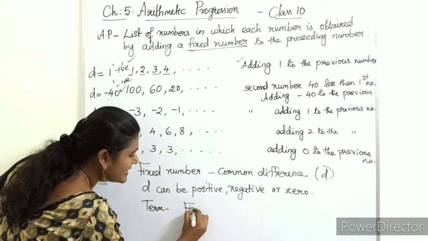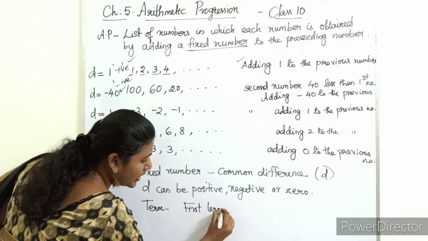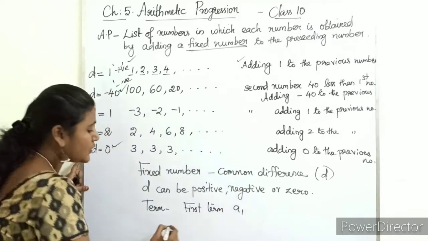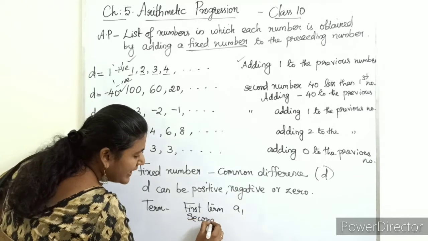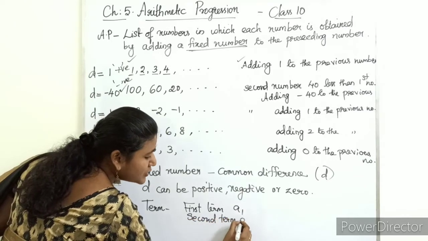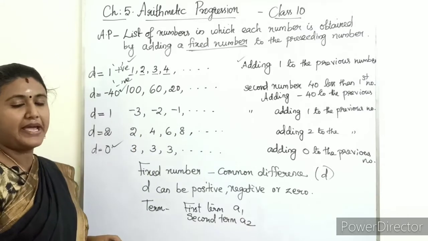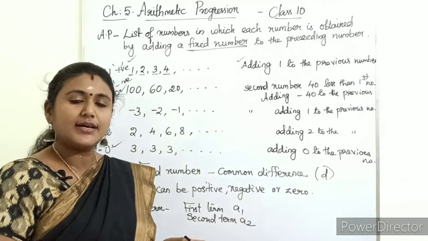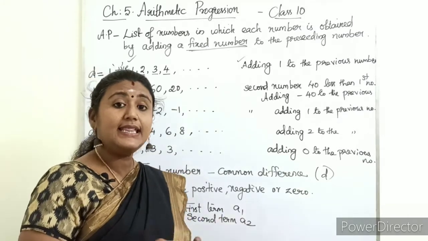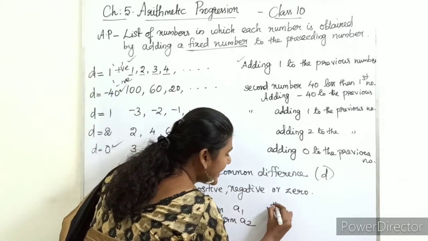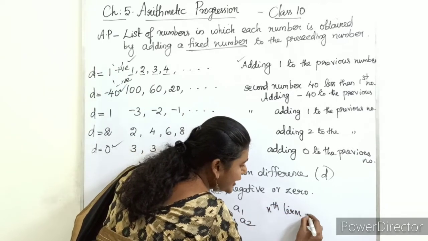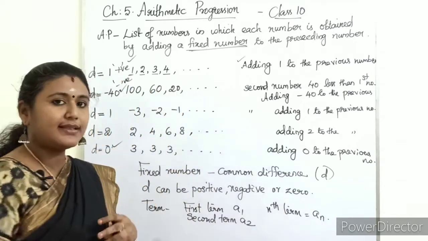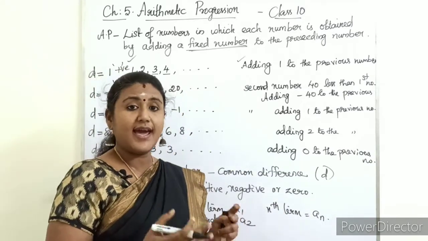We can denote these terms also. The first term is denoted by a1, the second term is a2, and like that we can denote the terms of an AP. First term a1, second term a2, third term a3, and so on. The nth term we can denote by an. So the 100th term we can denote by a100.